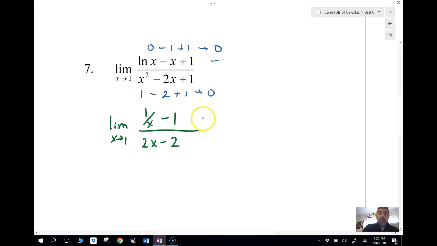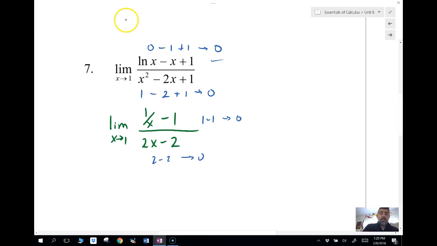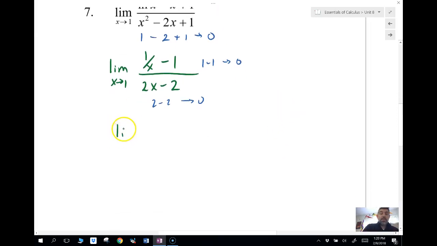Plug in 1. We get 1 minus 1. Oh, man. 0. 2 minus 2. Oh, man. 0. 0 over 0. Shoots. What do we do? We do it again.